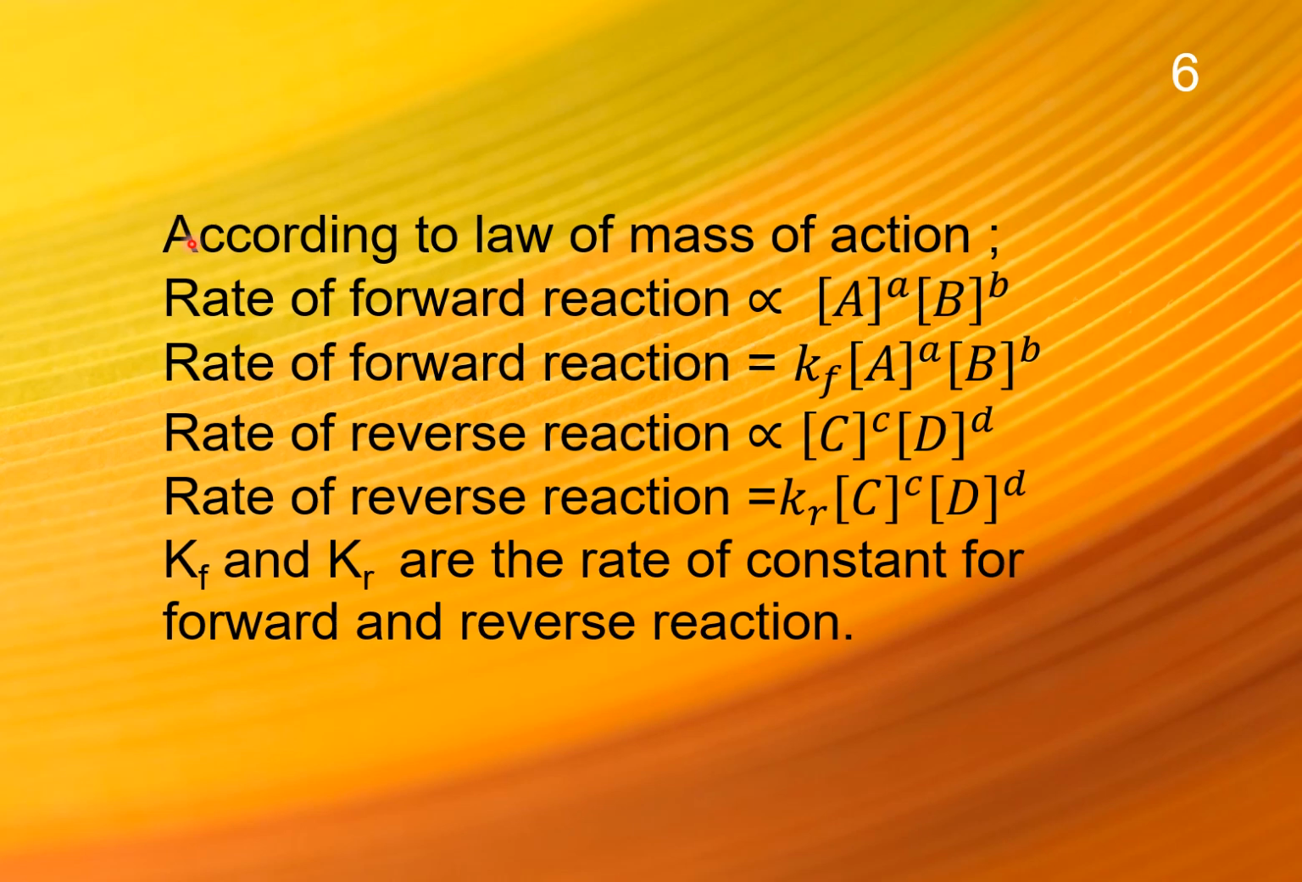According to the law of mass action, the rate of the forward reaction is directly proportional to the product of the concentrations of the reactants A and B. The rate of the forward reaction is equal to the constant for the forward reaction multiplied by the concentration of A and the concentration of B. The rate of the reverse reaction is directly proportional to the product of the concentrations of the products C and D. The rate of the reverse reaction is equal to the constant for the reverse reaction multiplied by the concentration of C and the concentration of D. Here Kf and Kr are the rate constants for the forward and reverse reactions.